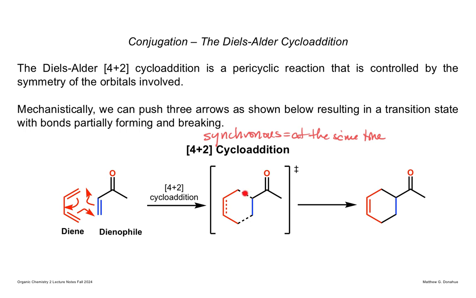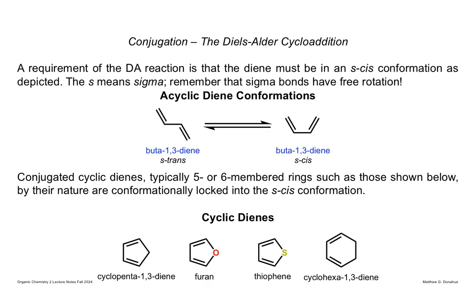You're forming your 2 sigma bonds to the 1 and the 4 position, and then your pi bond from the 2 to the 3 in that diene. So here's your 6-membered ring with the alkene. So there are some constraints by which this reaction can happen. There's your 1,3-butadiene.